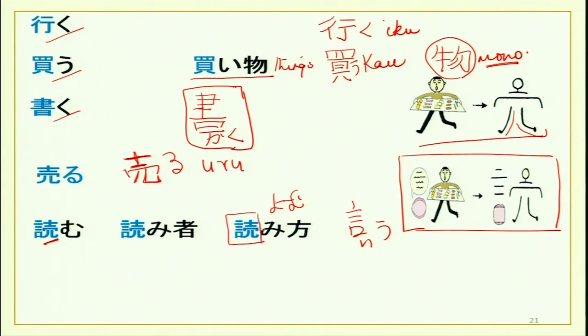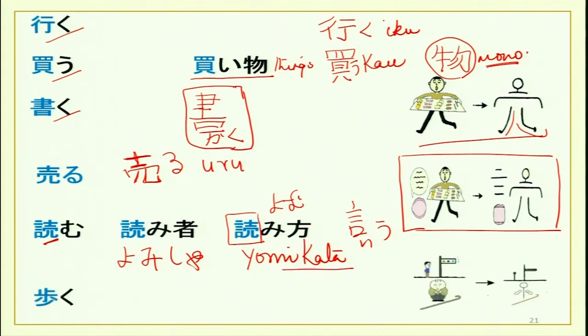Now, this is yomikata, way to read, and yomisha, person who reads, a reader. Yomisha, person who reads, basically a reader. So these are two new words for you, yomikata and yomisha. Now there's one more, aruku.